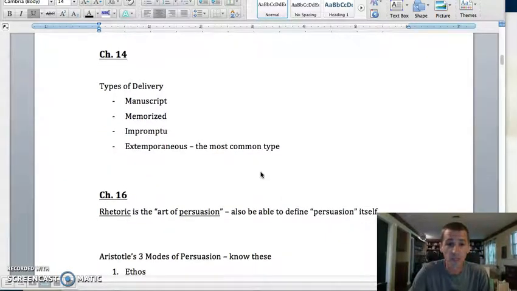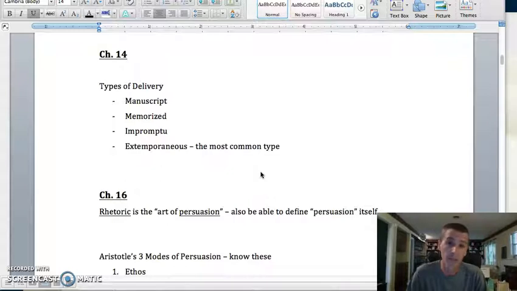Okay, chapter 14. All you need to know from chapter 14 is these 4 types of delivery and the differences between them. So manuscript delivery is reading the speech word for word from a script. This is essentially a scripted delivery. Memorized delivery is what it sounds like. You are reading the speech from memory. It's kind of like a scripted speech.